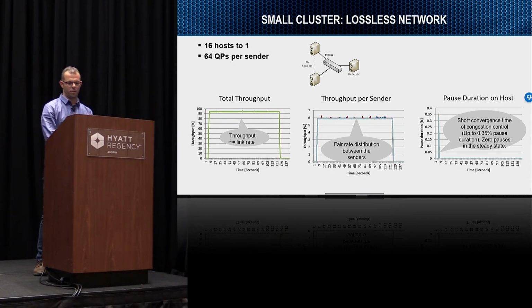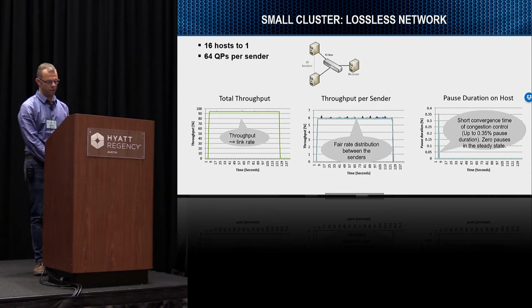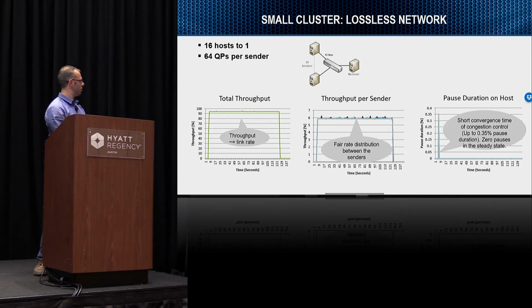So it takes some time for congestion control to converge, but even then, it only occurred in 0.35% of pause duration in the very first second of the test. So it's a very short convergence time of the congestion control, and we basically believe that since we have hardware-based congestion control and the network is lossless, it's probably the best time that can be achieved.